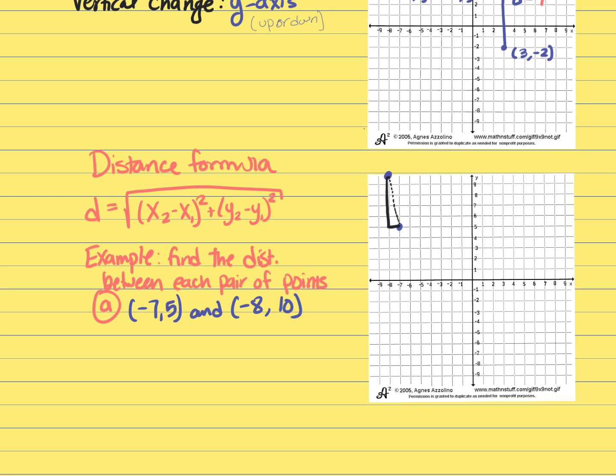We can, but I would rather use a distance formula. So let's label our distance formula. First, this is going to be x1, y1, our first x, our first y. We can also say x subscript 2, y subscript 2. So now that I have them labeled, I'm going to plug in those values into the distance formula. I'm going to write d equals the square root. My x2 value is negative 8, my x1 value is negative 7, squared, plus y2, which is 10, minus 5 squared.